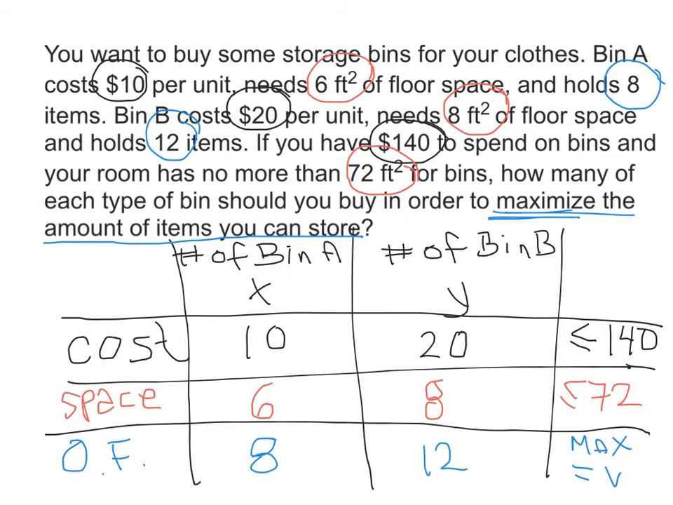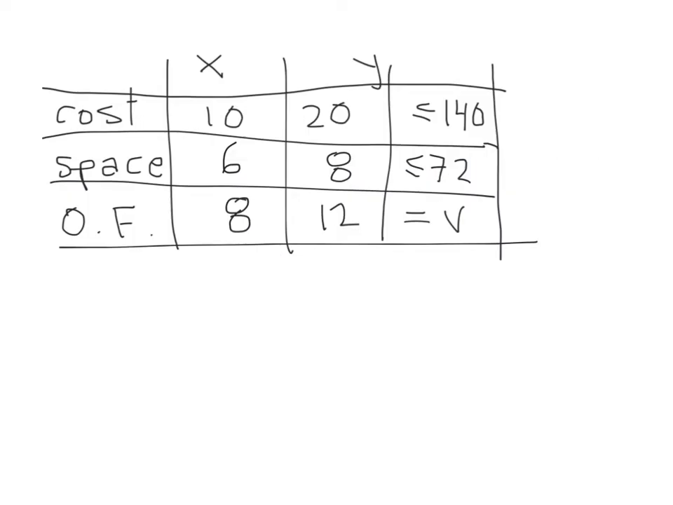So we've decoded the word problem. Our next step is to write equations that represent what we've decoded here. So here's our table. From here, it's easy to write down the equations. If we're going for cost, I can write 10x plus 20y needs to be less than or equal to 140.